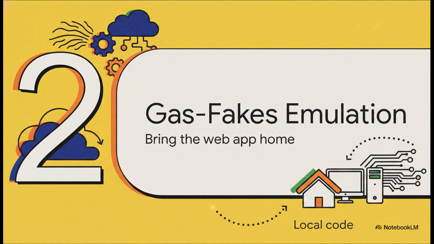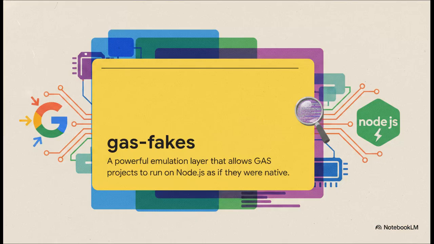Which brings us to section 2, local emulation with GasFakes. Enter GasFakes. Now, what really blew my mind here is that this isn't just some basic proxy bouncing requests back to Google. No, it's a comprehensive emulation layer. It allows your Google Apps Script projects to run completely natively on Node.js. It brings full web app capabilities and even those UI add-on capabilities right down to your desktop.